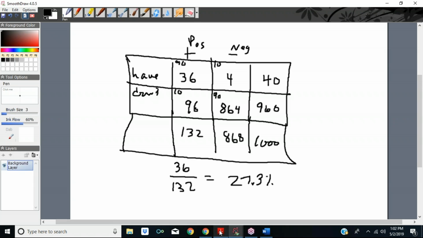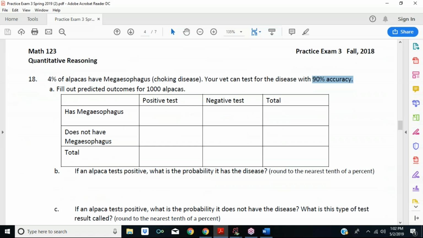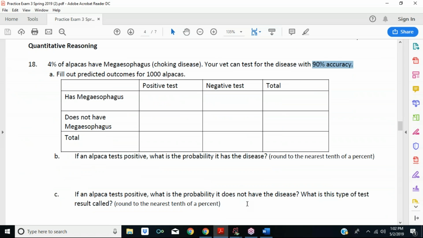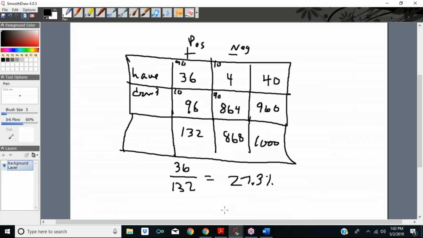That's the first one. And then part B says, if an alpaca tests positive, what is the probability it does not have the disease? So we can just do 100% minus that. So that's going to be 72.7%. Or you could do the 96 over 132. You would get the same result. And that is the false positive. Remember, the test says it's true, but they don't actually have it. So that's the false positive, 72%. That's a lot, isn't it?